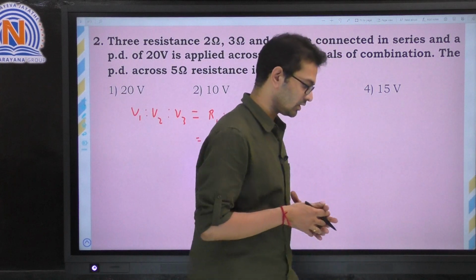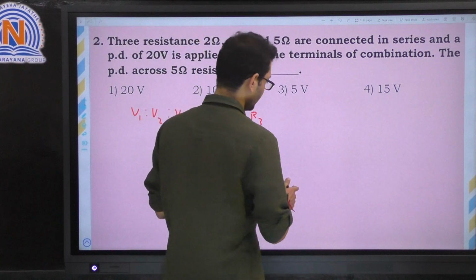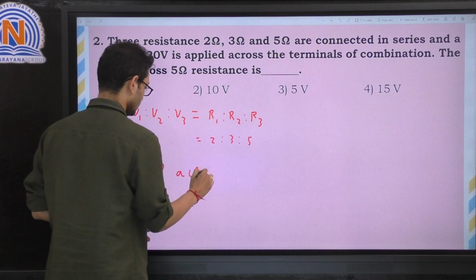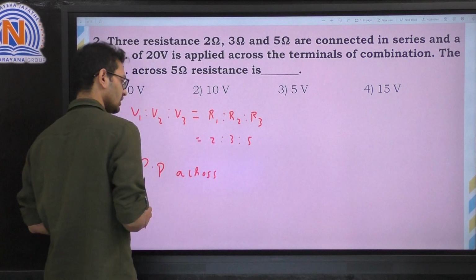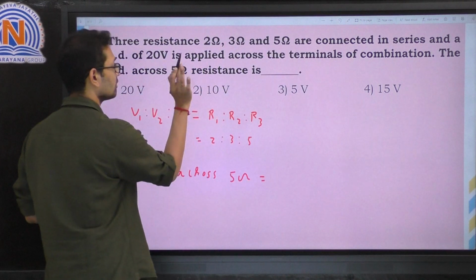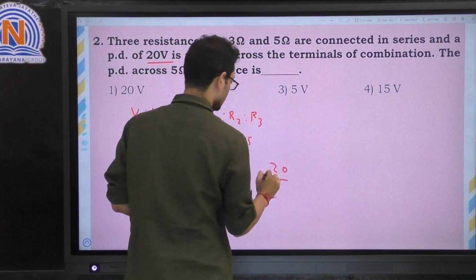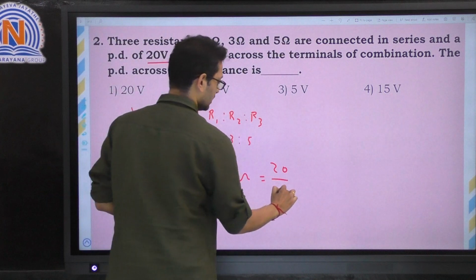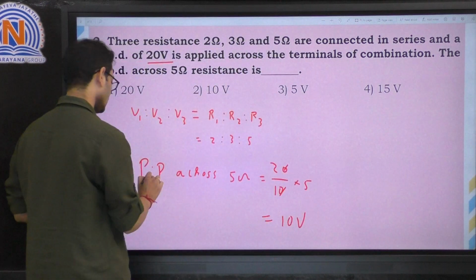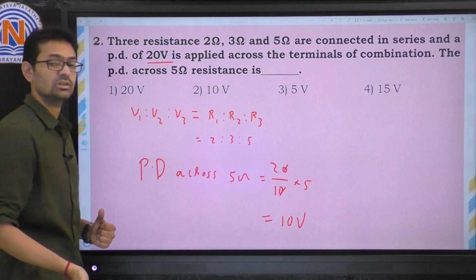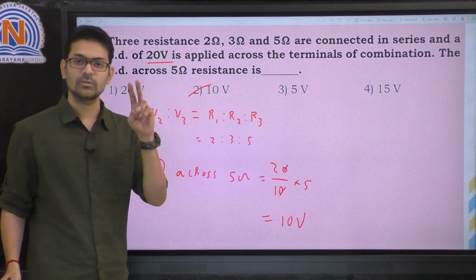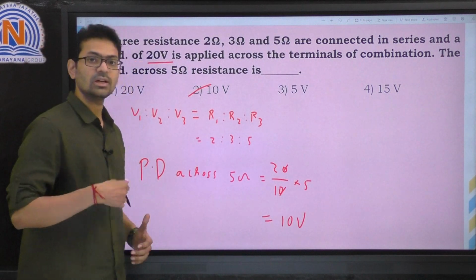Then you can easily find it out. The potential difference across the 5 ohm resistance is 20 volts times 5 by 10, so you will get 10 volts. So the potential difference across the 5 ohm resistance is 10 volts. Which option is it? Option number 2. Hope this is helpful. Let us get into the next problem.